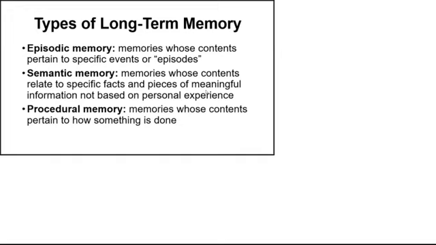Semantic memory, on the other hand, are memories whose contents relate to specific facts and pieces of meaningful information that are not based on personal experience. So these are things like the capital of Canada, or the fact that water freezes at 0 degrees Celsius. Anything that you know, probably that you learned in school, even if you learned it through experience, as long as it's a fact that is irrelevant of your personal life, it would fall under semantic memory. So you might know that Ottawa is the capital of Canada, but you might not know when you first learned that because it's just a fact.